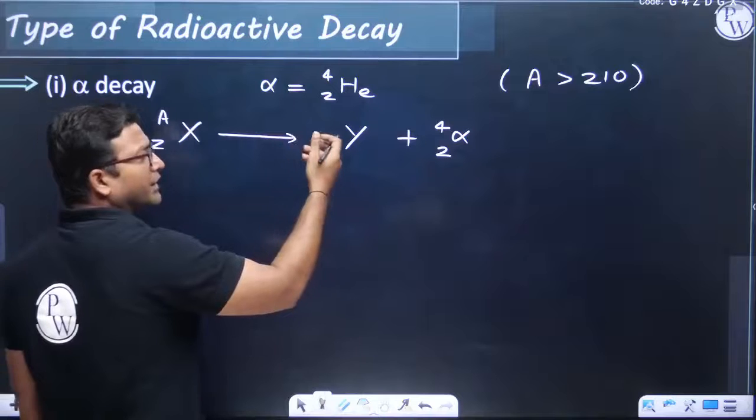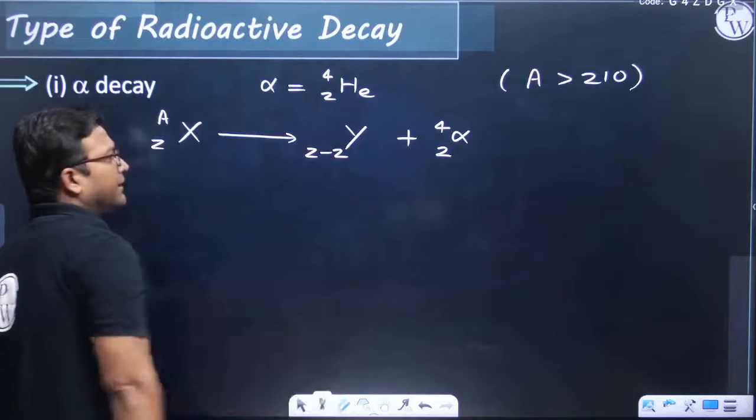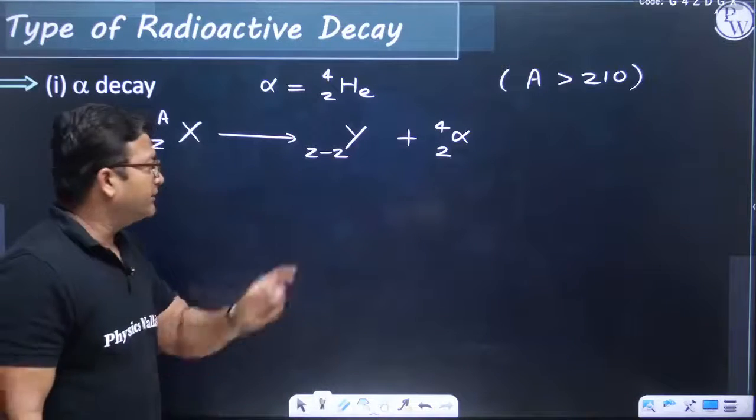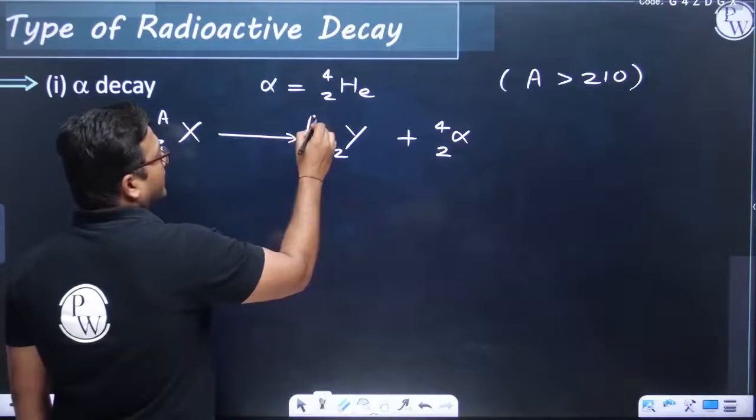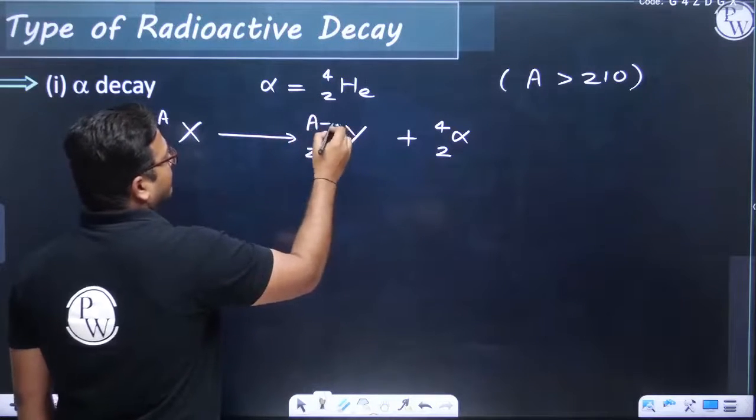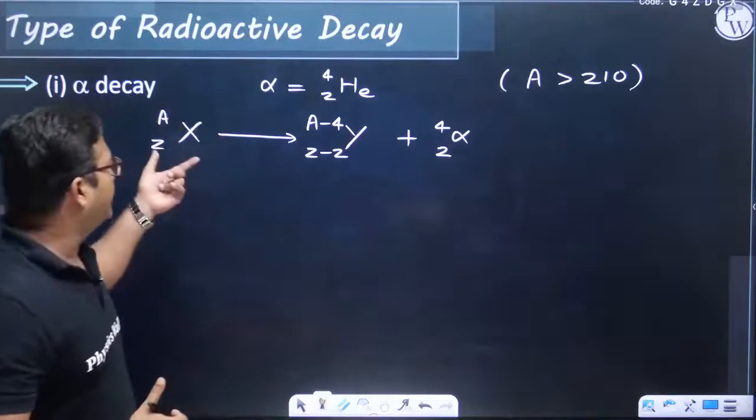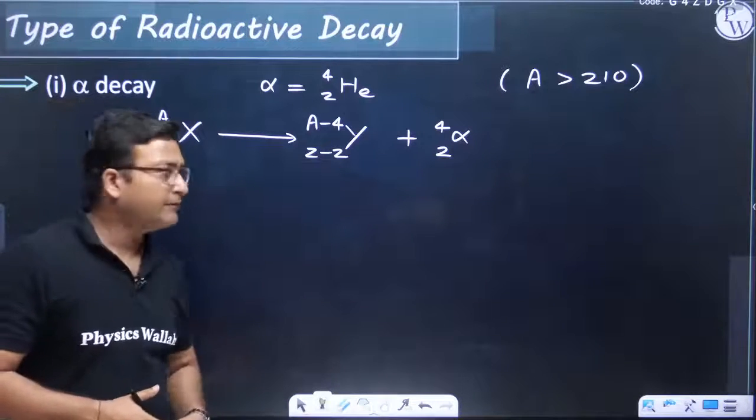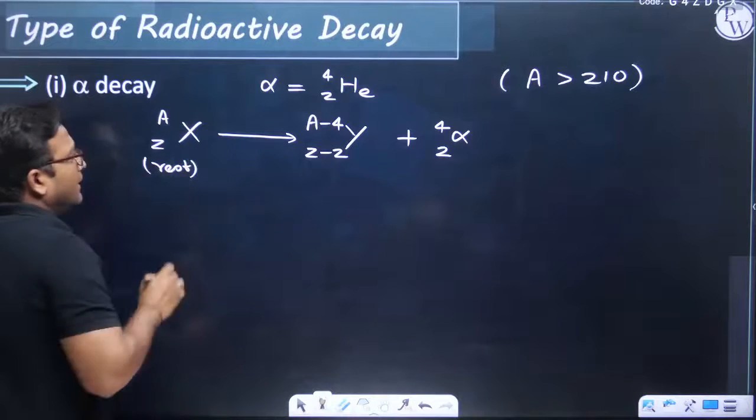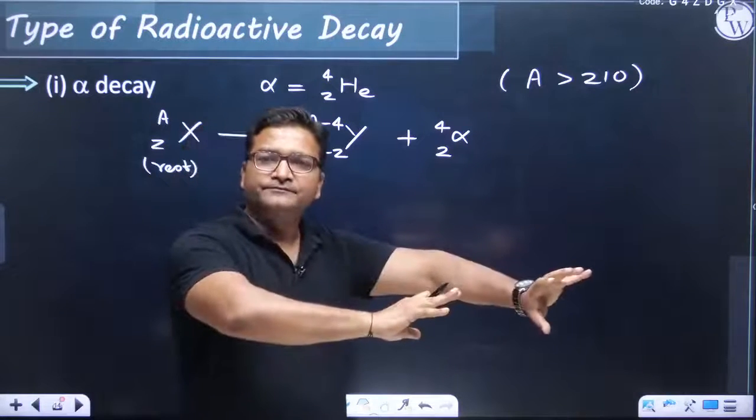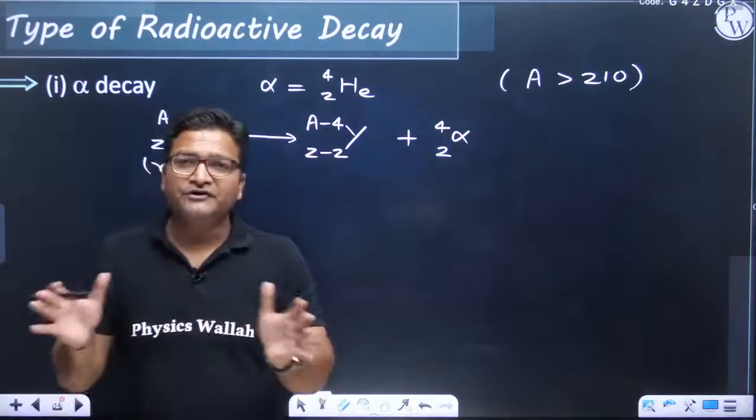As 2 protons are released, Z is converted to Z minus 2 because 2 protons are missing. And as 4 nucleons are emitted, the mass number of this particle is A minus 4. In nuclear physics terminology, this is called the parent nucleus and this is called the daughter nucleus. The parent is generally at rest, and when the alpha particle shoots off, the daughter nucleus recoils back because of conservation of momentum.